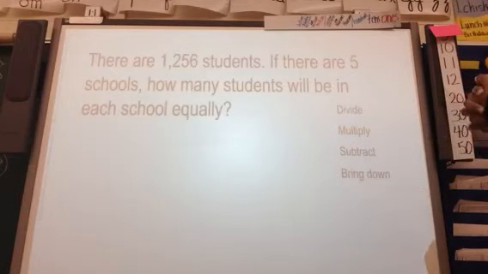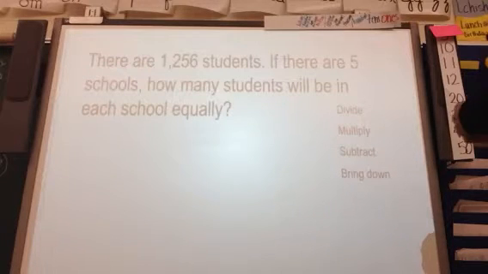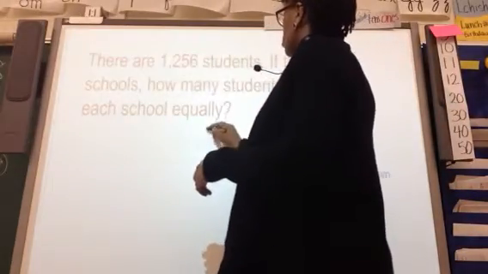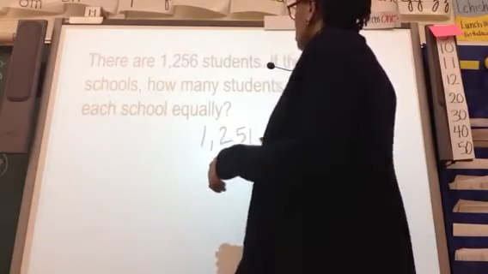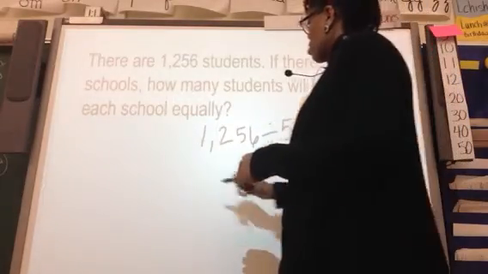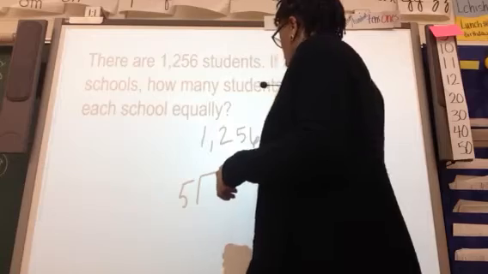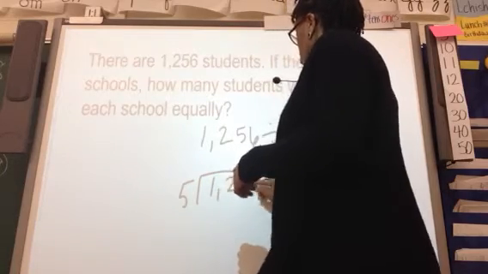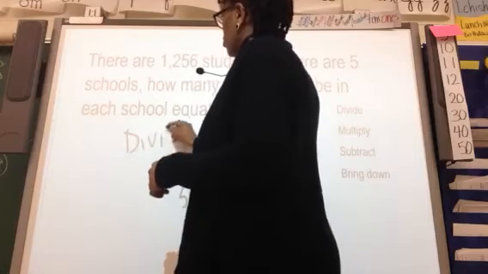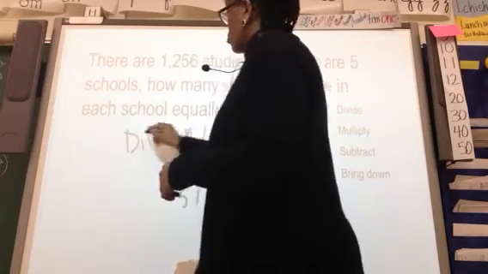There are 1,256 students. If there are 5 schools, how many students will be in each school equally? So let's set this up. What would be our equation? 1,256 divided by 5. So we set up our 5 here, 1,256 here. So we know it's division because you're splitting up those students into the different schools.